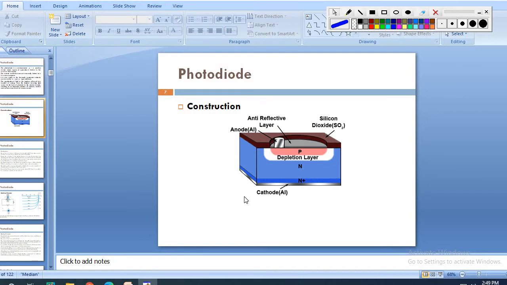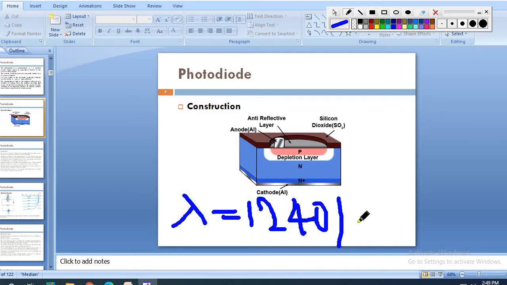And one more thing I wanted to tell about the cutoff wavelength of the photodiode: lambda is equal to 1240 divided by Eg. Okay, this lambda is the upper cutoff wavelength of the photodiode, and this Eg is the energy band gap.